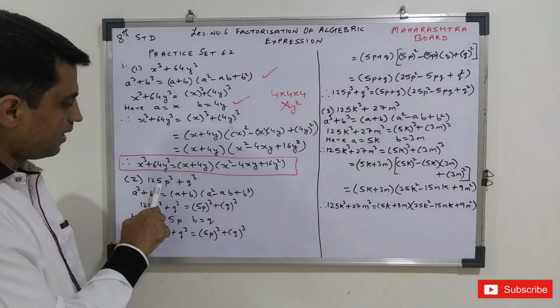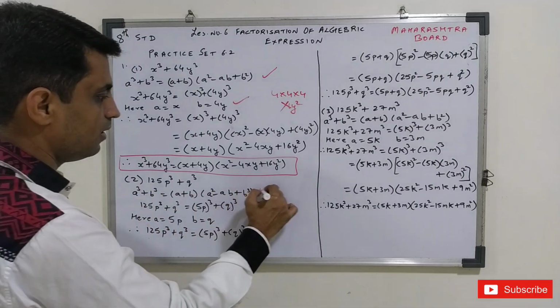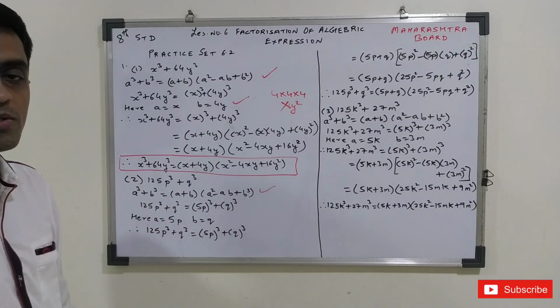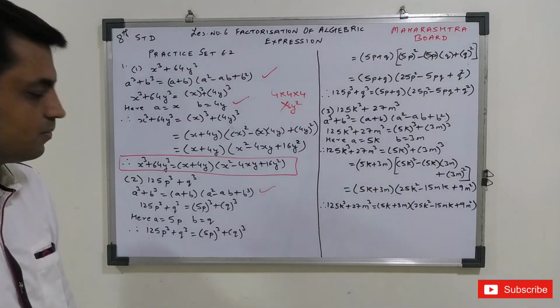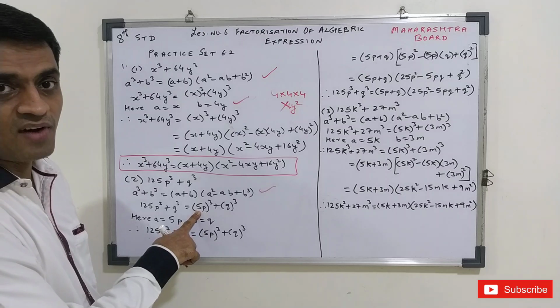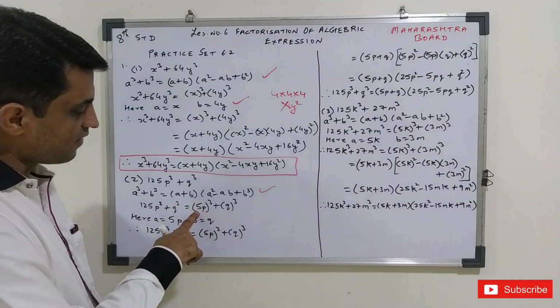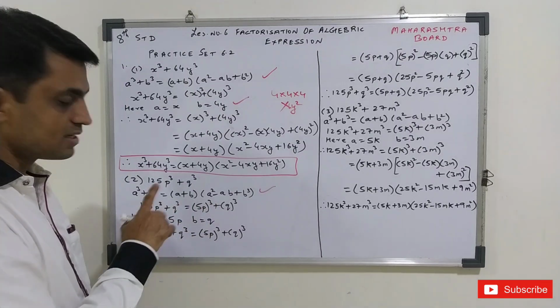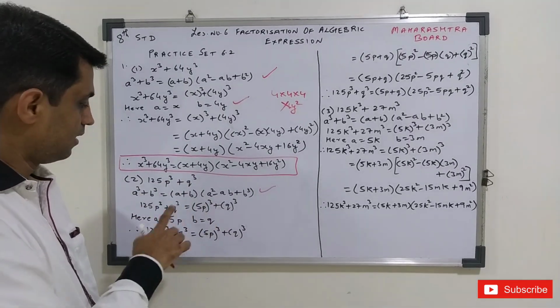Second sum, 125p cube plus q cube. Again we write the formula. a cube plus b cube is what? a plus b, a square minus ab plus b square. Then 125 can be written as 5 cube, p can be written as p cube. So we get 5p the whole cube, because p cube is the cube of p and 125 is the cube of 5.